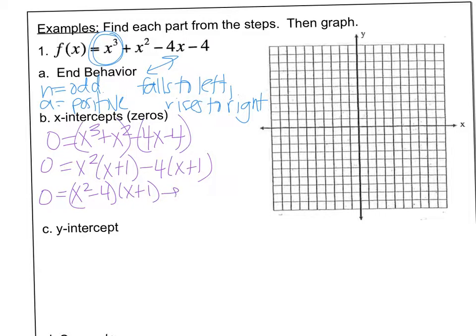So now I set each of those equal to 0. X squared minus 4 equal to 0 gives me x squared equals 4. Take the square root. What do I have to do when I take the square root? Plus or minus. So we get plus or minus 2. X plus 1 equals 0 gives me x equals negative 1.